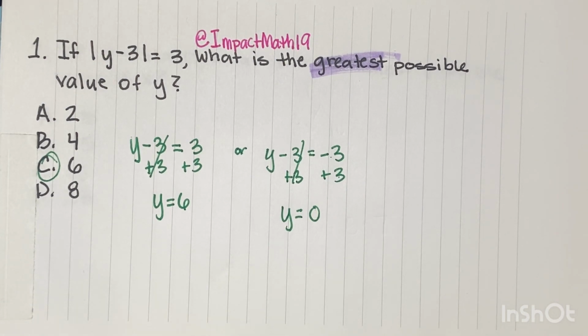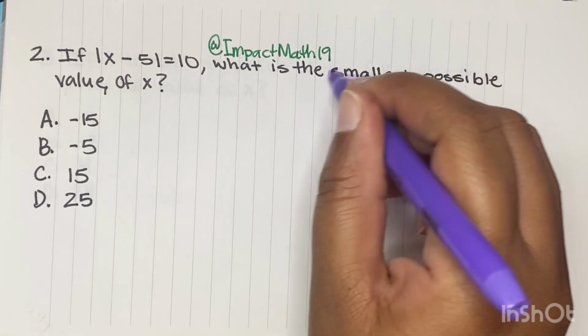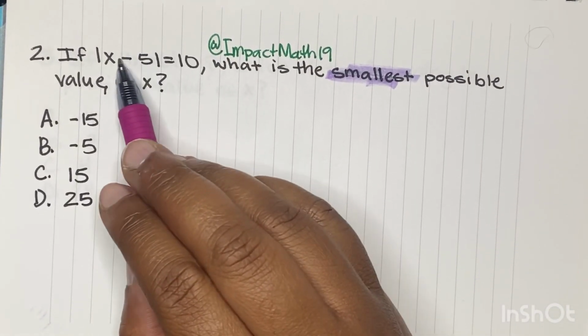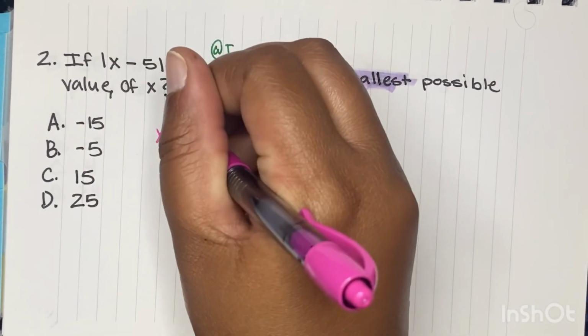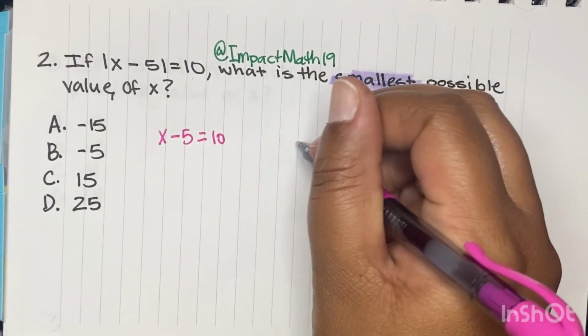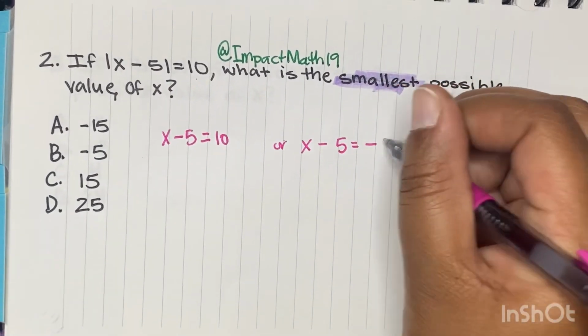Alrighty, let's do another one. If the absolute value of x minus 5 equals 10, what is the smallest possible value of x? Okay, so here we're thinking about smallest. Again, we have to set up two equations. What's in the absolute value bracket stays the same. Never change that. x minus 5 equals a positive 10, or x minus 5 equals a negative 10.